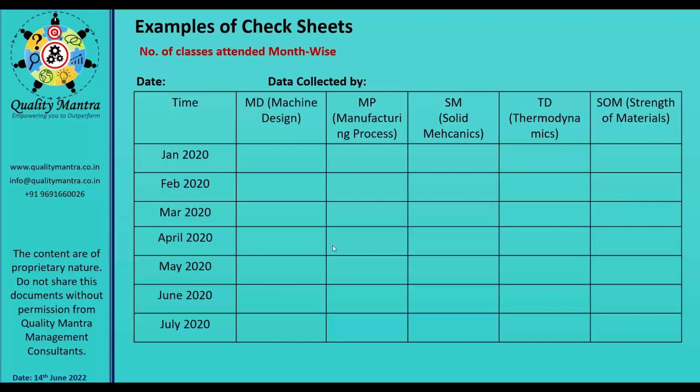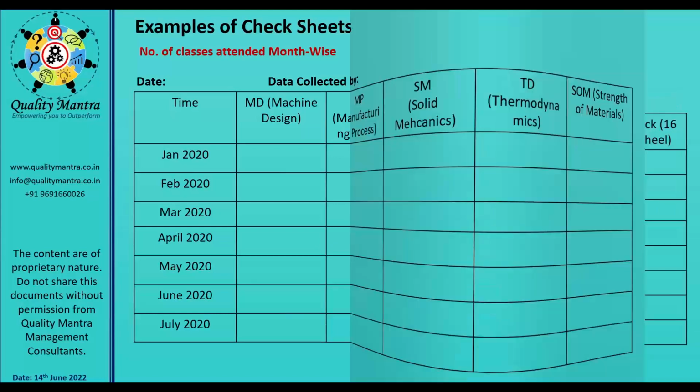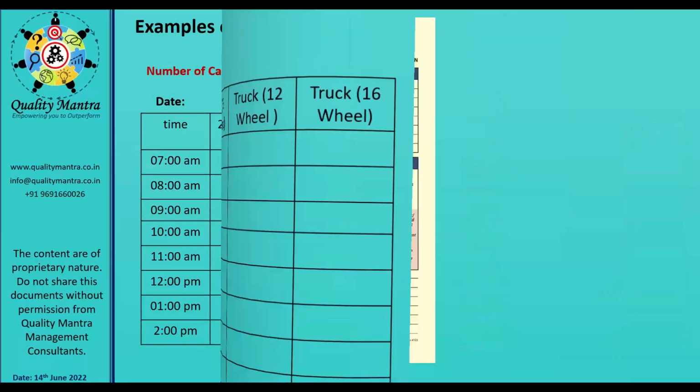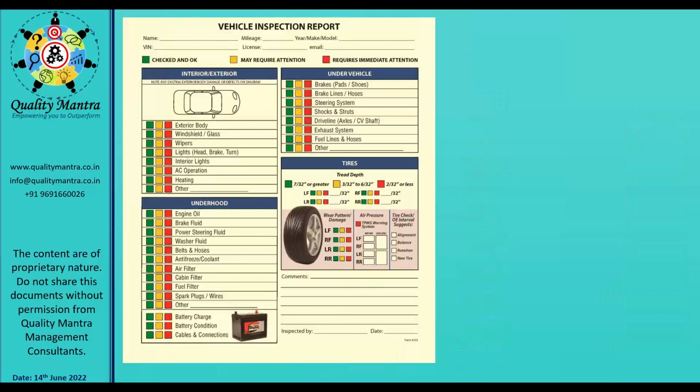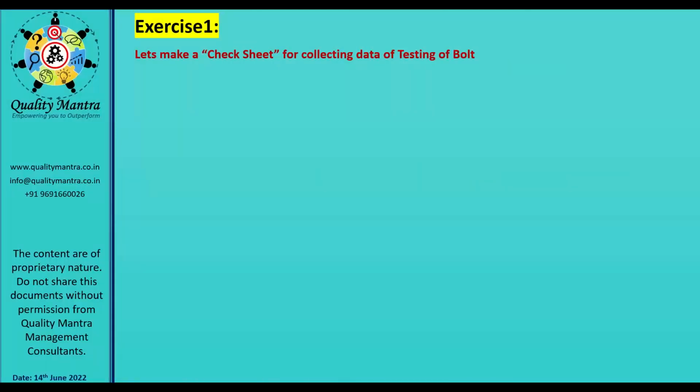Then we have seen various examples of the check sheet also. The vehicle which goes for servicing has one kind of check sheet that we have seen. And then we have made a check sheet not for collecting data. Yesterday we made a check sheet for visitors who are coming to your factory, mentioning the details of the person visiting your factory.